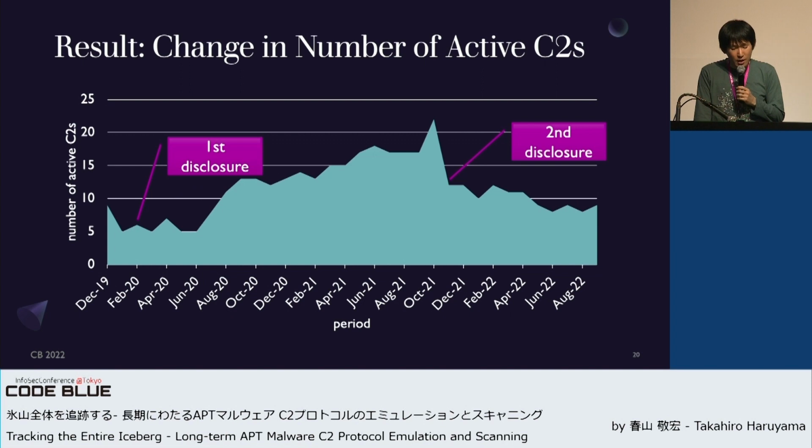This graph shows the change in the number of active WinNTI version 4 C2 servers per month. I disclosed the C2 IOCs twice, February 2020 and November last year. I think that's why the number in November sharply dropped. Even now, around 10 C2 servers are still active.